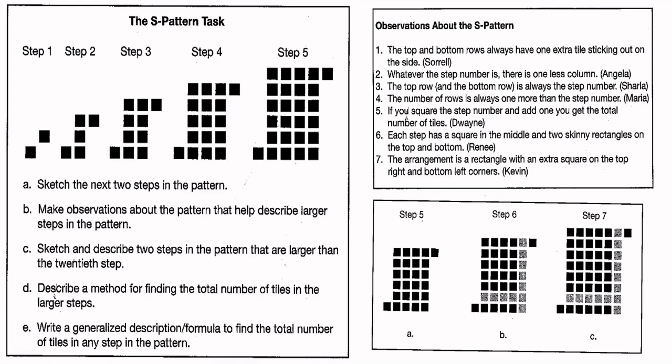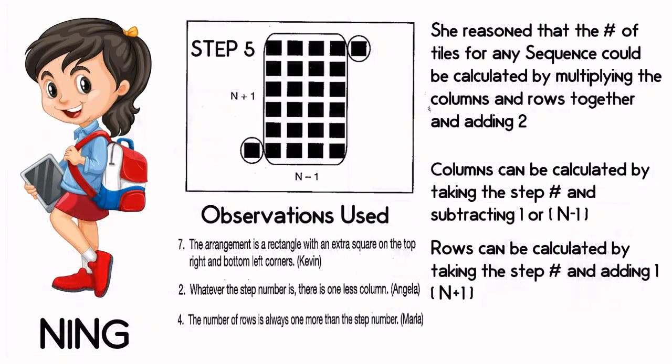Each step has a square in the middle and 2 skinny rectangles on the top. And the arrangement is a rectangle with an extra square on the top right and the bottom left corner. So obviously this isn't all of the observations the students could make, but with this, students were able to go ahead and start writing formulas. And the first student to raise her hand to offer a formula was Ning.